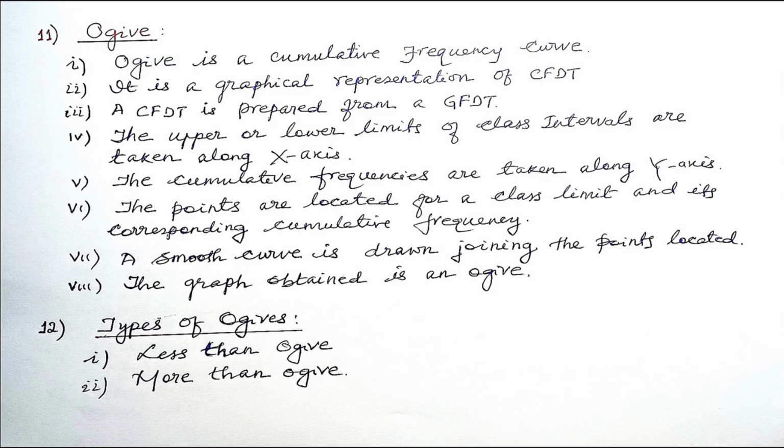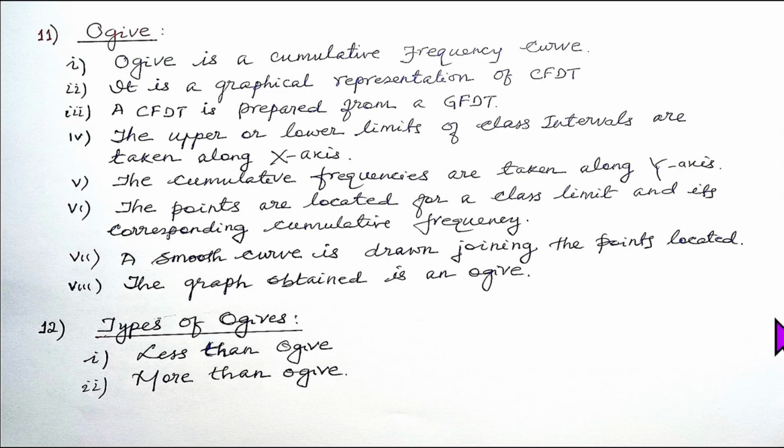Ogive. Now, Ogive is a cumulative frequency curve. It is a graphical representation of cumulative frequency distribution table. Now, we have to prepare a cumulative frequency distribution table from a given GFDT, that is grouped frequency distribution table.